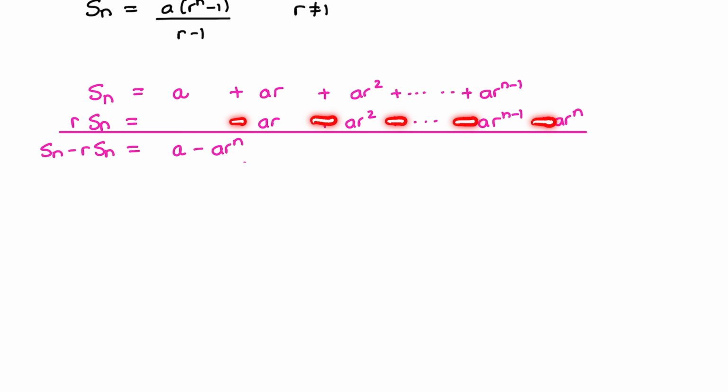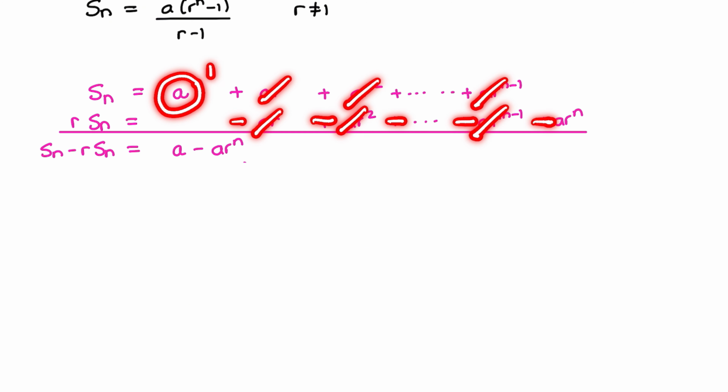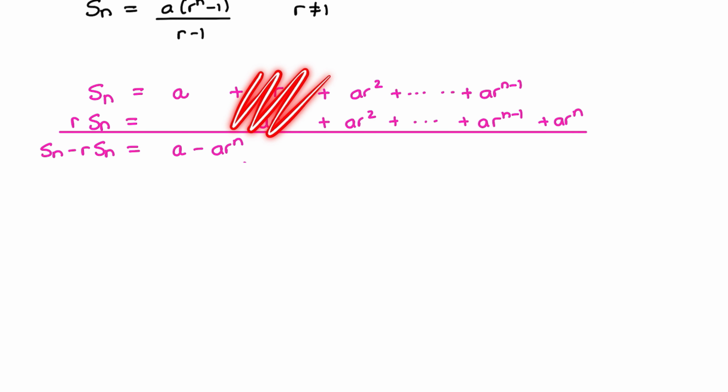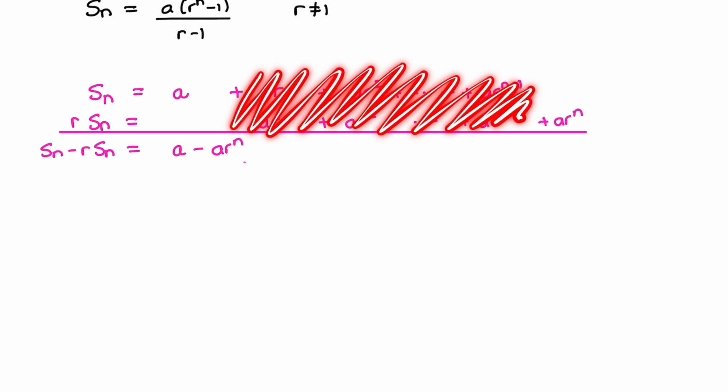And can you see that all of these terms would cancel out? And we'll only be left with a, which is the first term, minus the result of the last term. So minus a times r to the power of n, because everything in between has cancelled out.